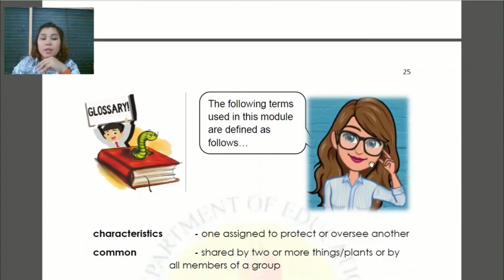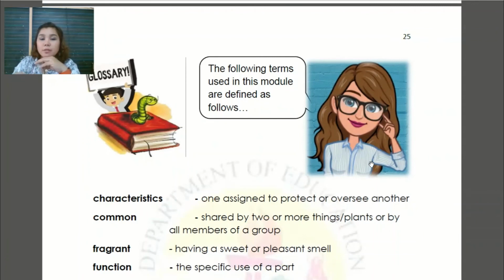Okay. Glossary. The following terms used in this module are defined as follows. Characteristics. It's one assigned to protect or oversee another. So I think this is not the correct word for it.